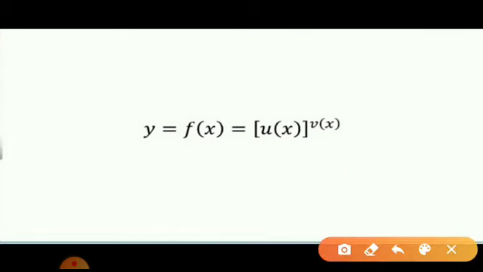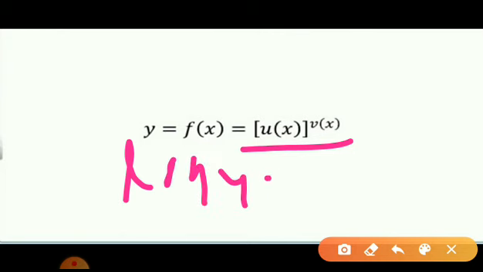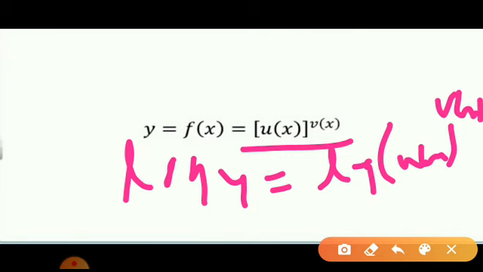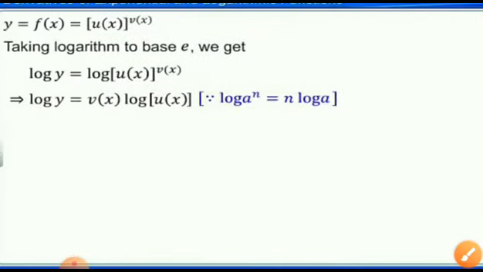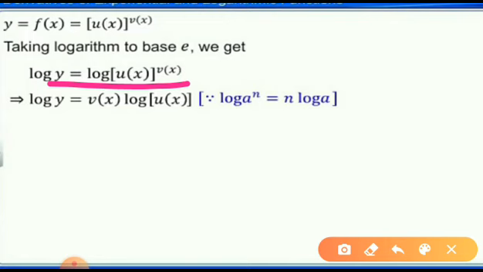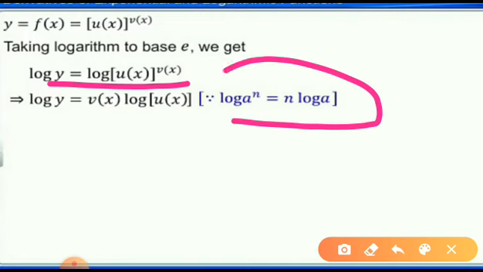So if the function is of the form u of x raised to v of x, take log on both the sides. Taking log on both the sides, we have log y is equal to log of u of x raised to v of x. Now I can make use of the property log of a raised to n is n into log of a. So using that property, it is v of x into log of u of x.